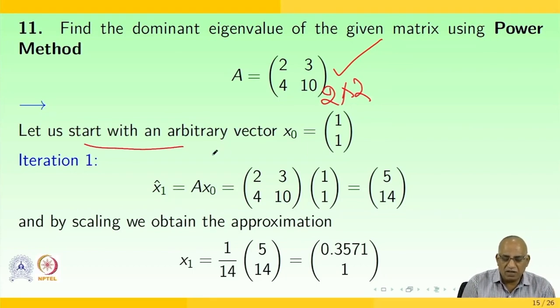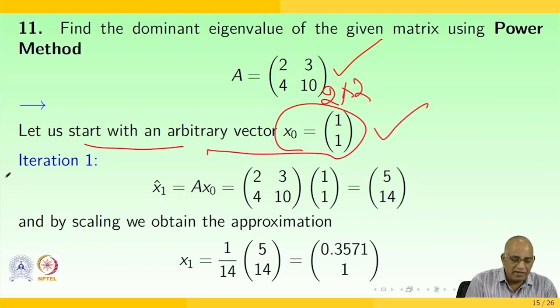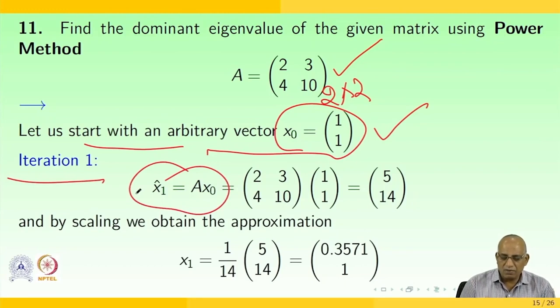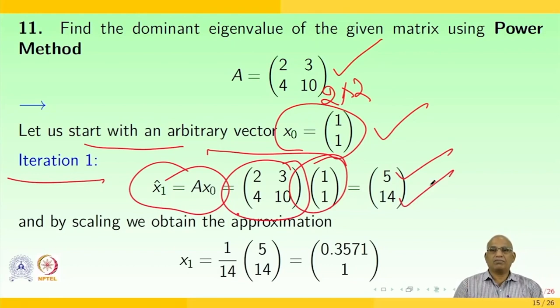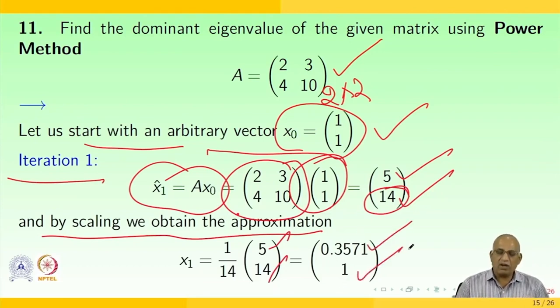Let us start with an arbitrary vector x0, that is 1, 1. So iteration 1 is x1, that is Ax0, which will be matrix A times x0. So 2 plus 3 is 5, 4 plus 10 is 14. By scaling, we obtain the approximation. So this is the bigger value. So x1 is equal to 1 over 14 times 5, 14, which is 0.3571 and 1.